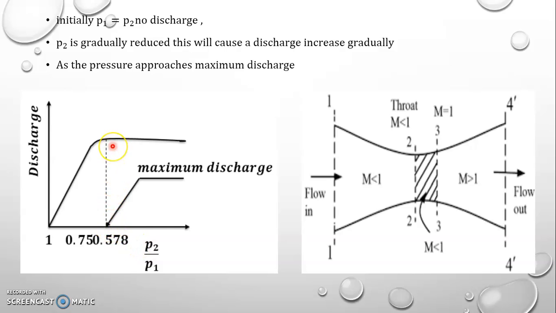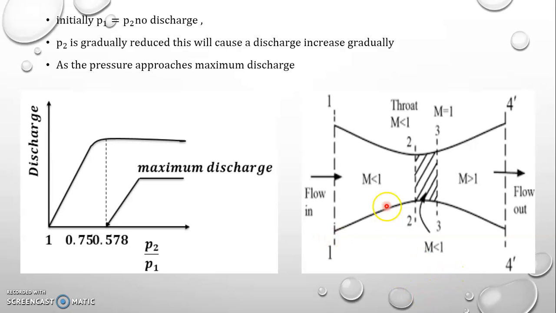The maximum discharge will occur after there are no more changes in the discharge. The discharge will then move along this same line. That's why we said that initially P1 equals P2, there is no discharge. As P2 is gradually reduced, the discharge increases gradually as the pressure approaches maximum discharge.